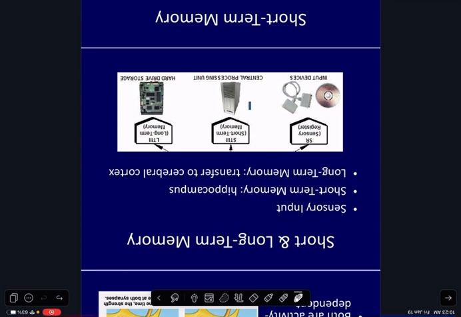The short-term memory is located in the hippocampus. But short-term memory is temporary, it doesn't stay. And so things have to be transferred to long-term memory if you want to remember them. And long-term memory is in the cerebral cortex, because that's where lots of cells and lots of connections are.